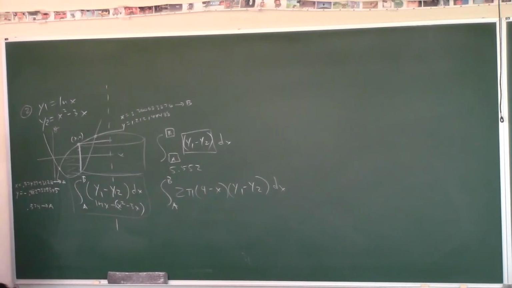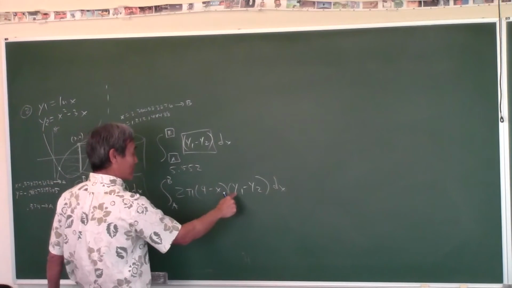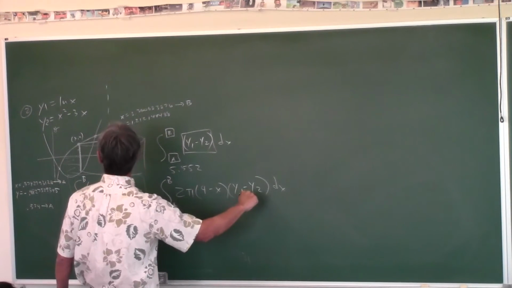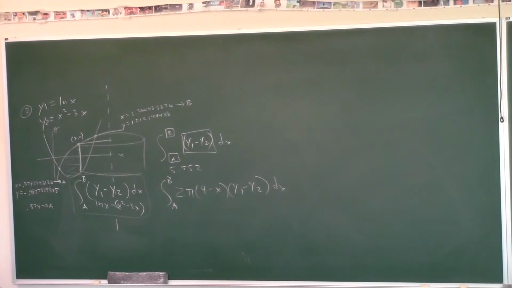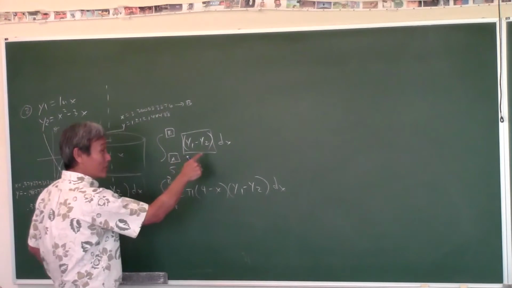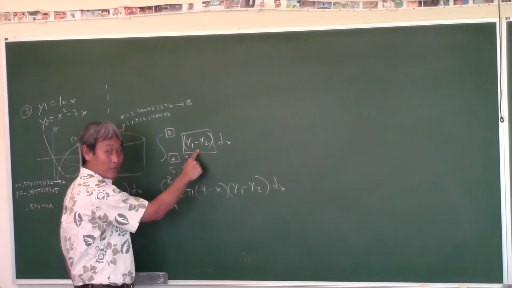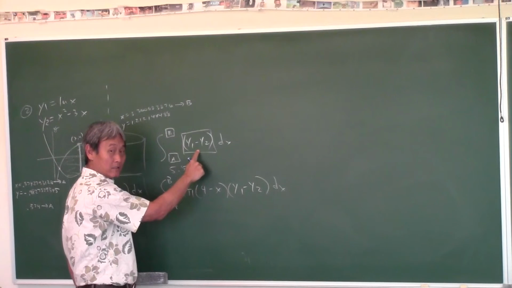Punch that in. Now, I don't care how you punch it in. If you'd rather just punch in natural log x minus quantity x squared minus 3x, that's perfectly fine too. I'd rather just go y1 and y2. In fact, you know what you can do is, you already have this written down, right, Prisman?